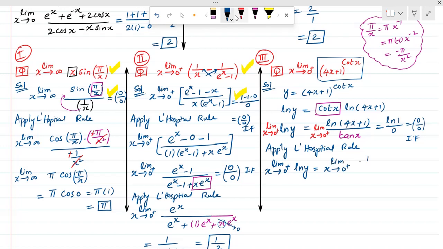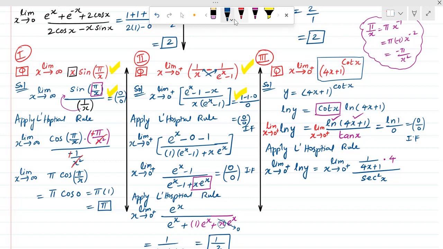The derivative is 1 over 4x plus 1. This is a chain rule actually. First you have to do the ln, then the inside. When you do the inside, it becomes 4, over tan differentiation, which is sec square x.